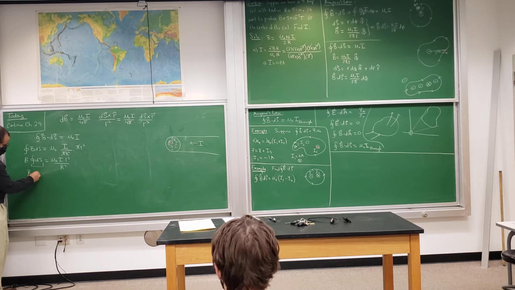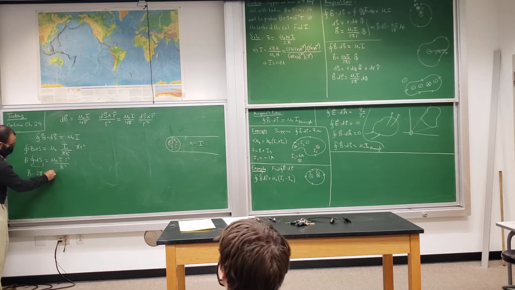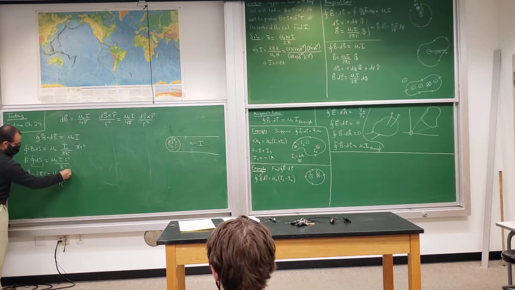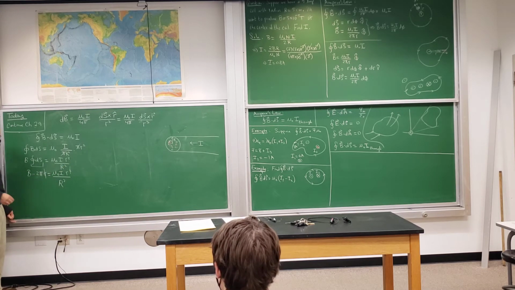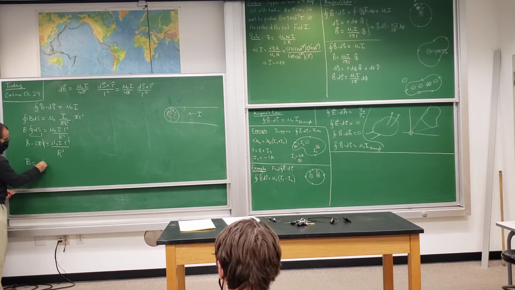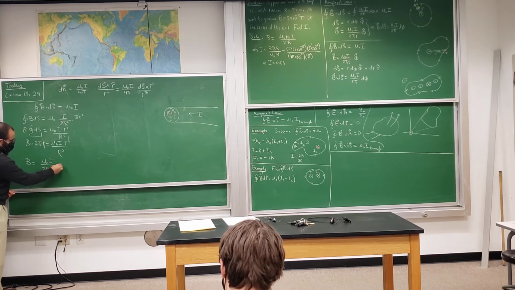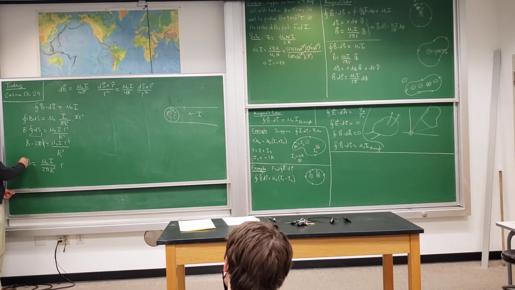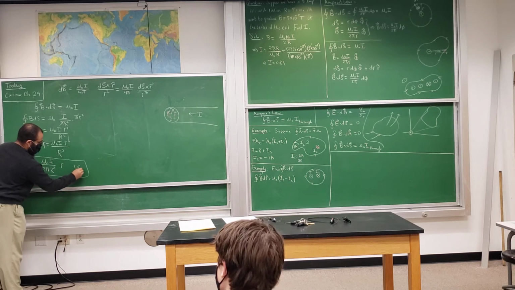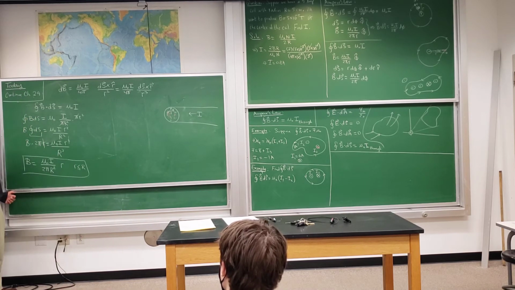So B times 2 pi little r is equal to mu naught capital I little r squared divided by capital R squared. You can cancel this one and this one, and you end up with B equals mu naught I over 2 pi capital R squared, times little r. So this is the magnetic field when little r is less than or equal to capital R.